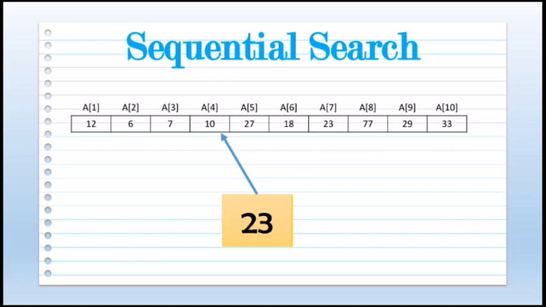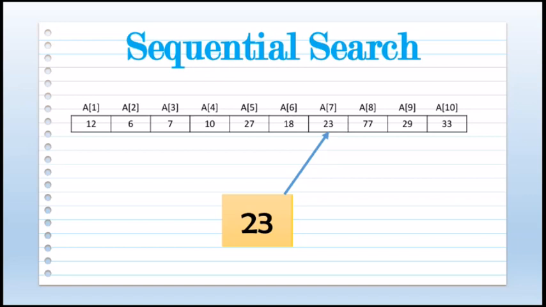So now we will move to the fifth position. Is 27 equal to 23? No, again the condition is false. So the next element is 18. Is 18 equal to 23? No, the condition is false. The next element is 23. So is 23 equal to 23? Yes, the condition is true.